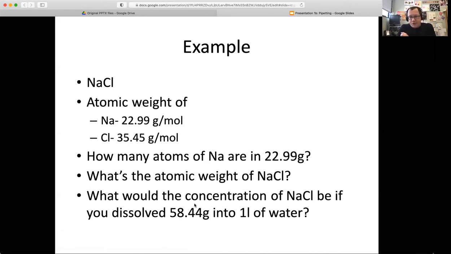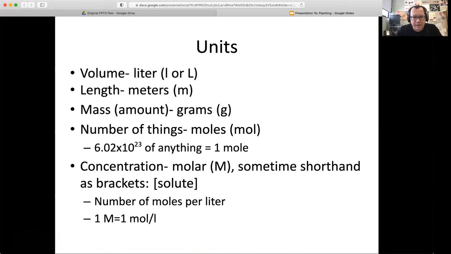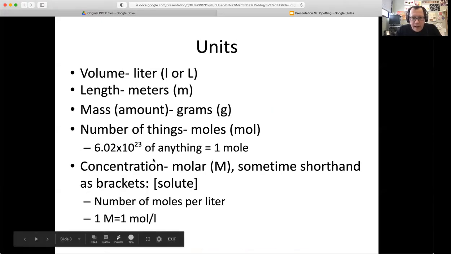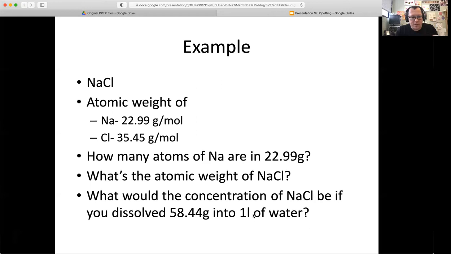So now this relates to the concentration question, right? If we take that 58.44 grams of sodium chloride and put that into 1 liter of water, what would our concentration be? If we go back to this thing, again, molarity, concentration, the number of moles per liter, okay? Again, 58.44 grams equals 1 mole of sodium chloride. So we have 1 mole of sodium chloride going into 1 liter of water. So that would be a 1 molar solution of sodium chloride. Okay, so let's do that. Just want to point something out.